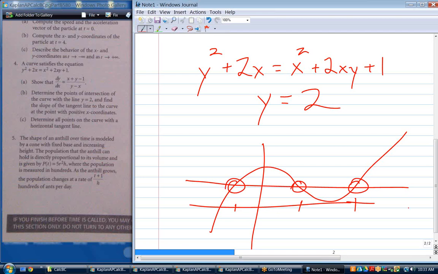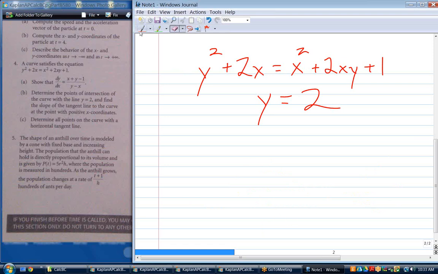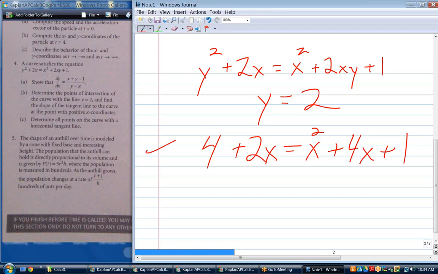So you'd say maybe y squared equals 4 for the second equation. Would that work? Well, you don't even need to take that. I mean, that works, actually. But really, the essence of solving this is substitution. Let's substitute 2 wherever we see y, and then we'll have an equation in x that we'll be able to solve. So 4 is y squared, plus 2x equals x squared plus 2x times 2 plus 1. So now we're down to one equation and one unknown, and we can solve this.